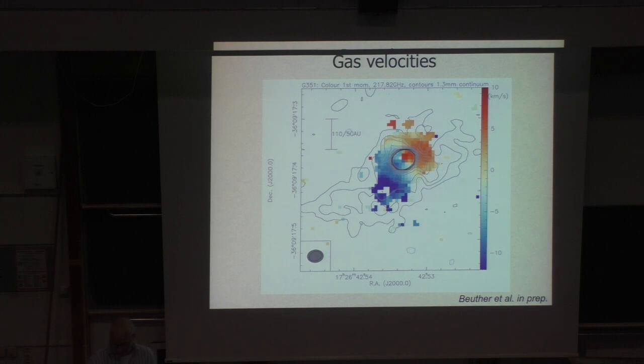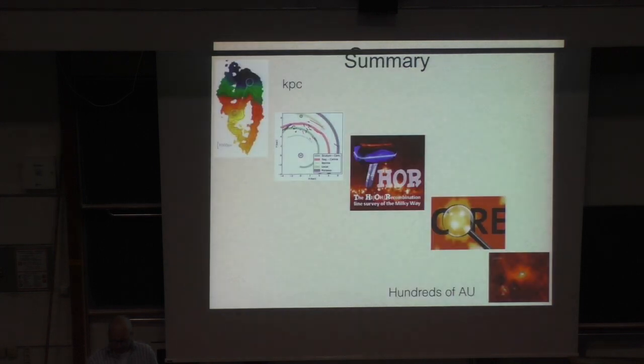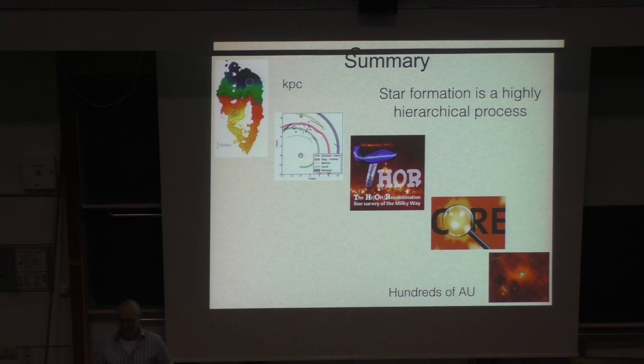And I think after that trip over many orders of magnitude and scales, from kiloparsecs down to 20 astronomical units, that brings me to the end. And instead of a summary of the different parts, I'd like to end on more general statements. On the one hand, star formation is a highly hierarchical process, and we see fragmentation on all spatial scales. And the second one for me is that kinematics are important wherever you go.